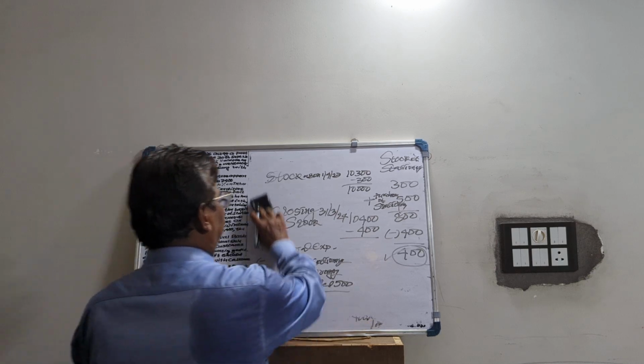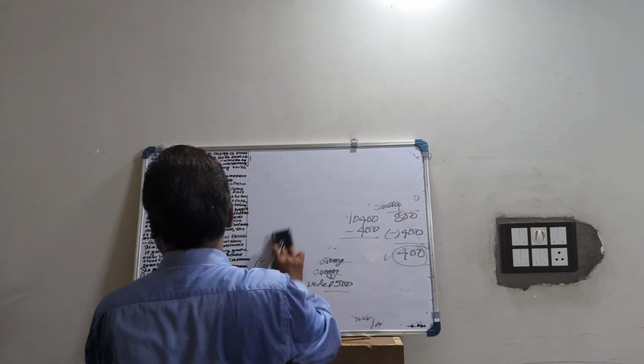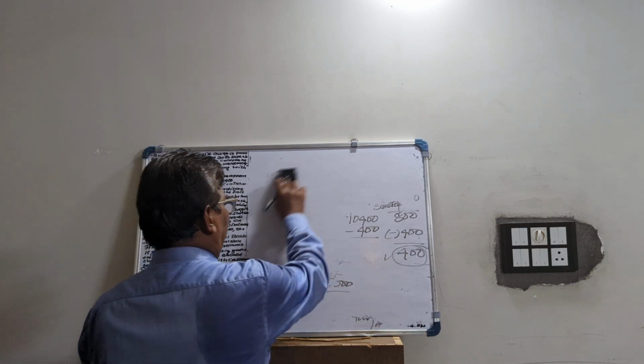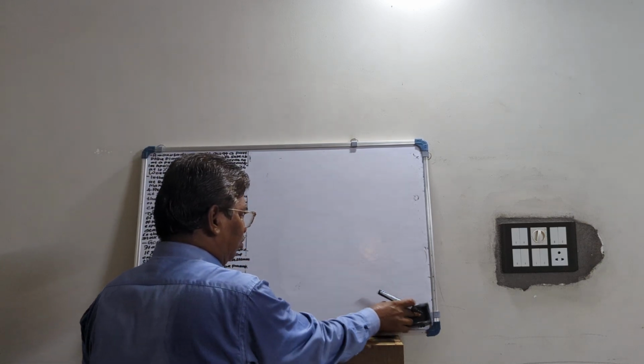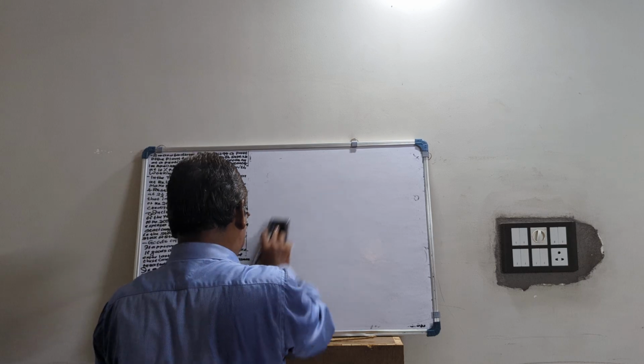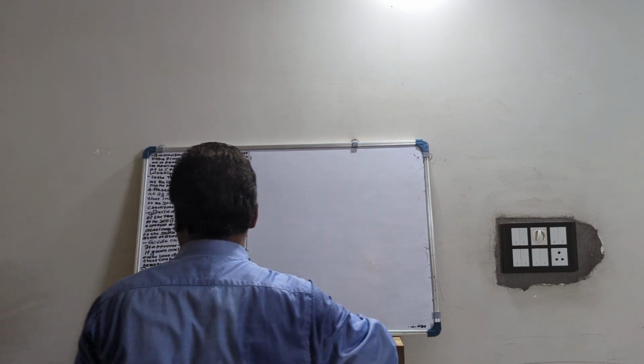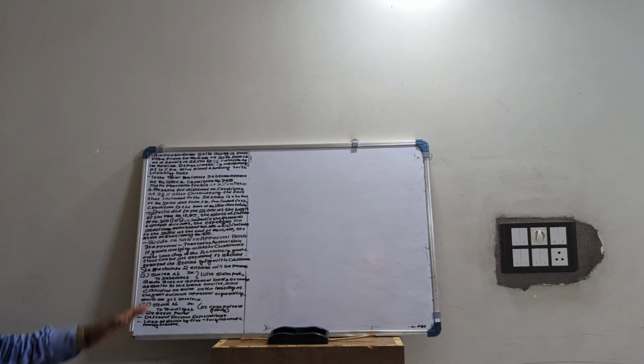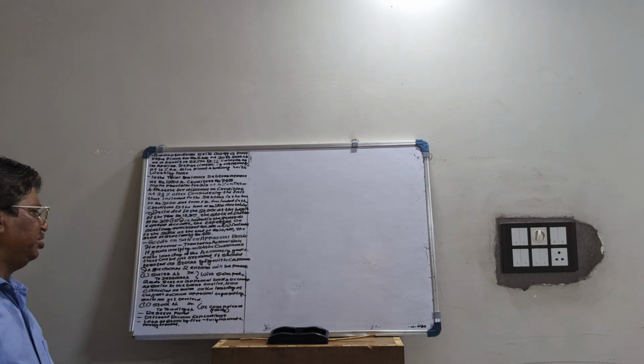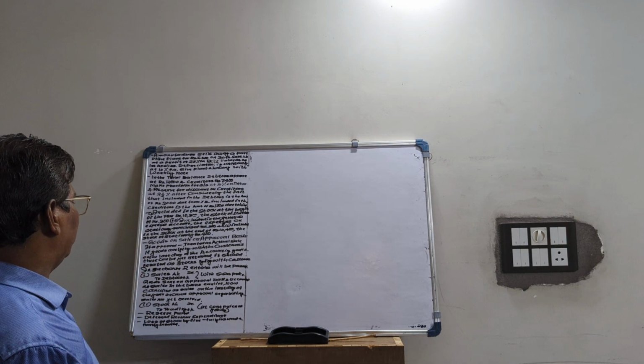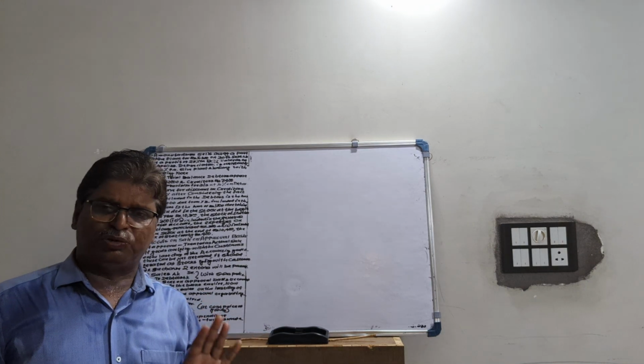Then another most important adjustment is goods on sale or approval basis. Goods on sale or approval basis, the purpose is that if the buyer agrees to accept the goods, then it will be treated as an actual sale.